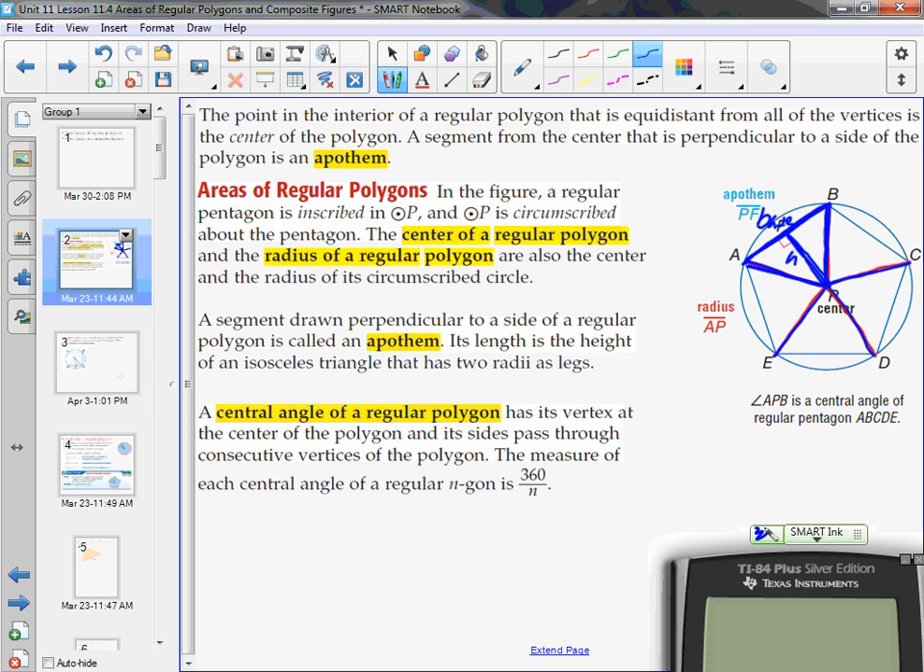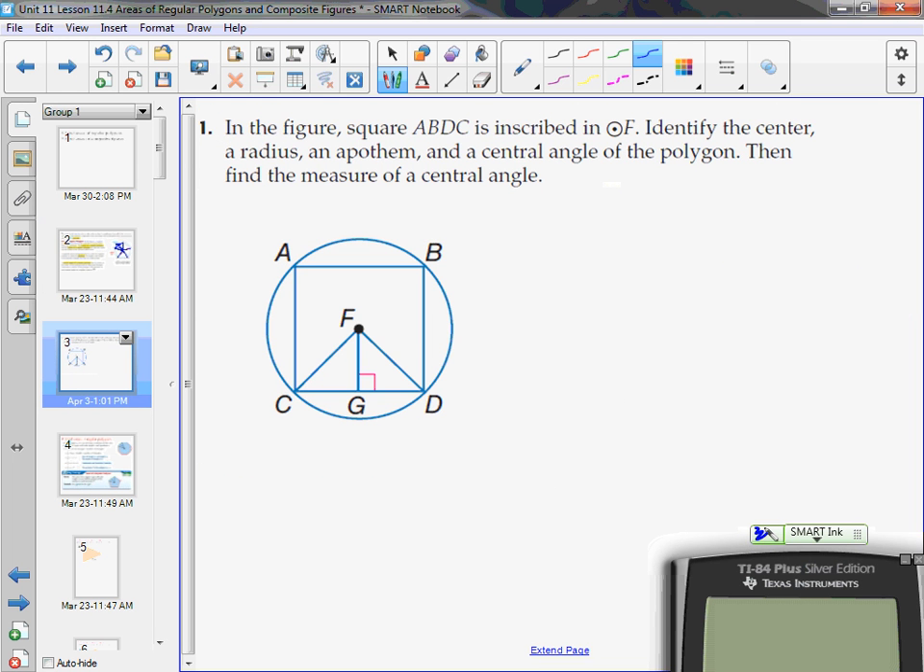All right. Let's see if we can identify all the parts. So, on page 795, number 1. This is part of your assignment. Write it down. In the figure, square ABDC is inscribed in circle F. Identify the center. Okay, what's the center? Yeah.